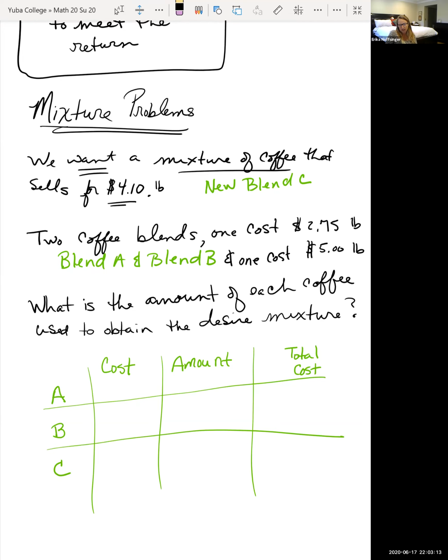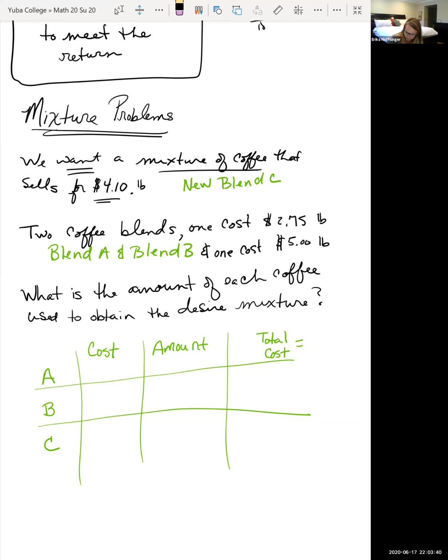That total cost, we can determine by looking at how much it costs per pound and how many pounds there are. So for instance, if I have half a pound and it costs me $10 per pound, I know it's half that cost because I'm only getting half a pound, so it's $5. So the total cost is equal to the cost times the amount. In our case, it's cost per pound times the amount.